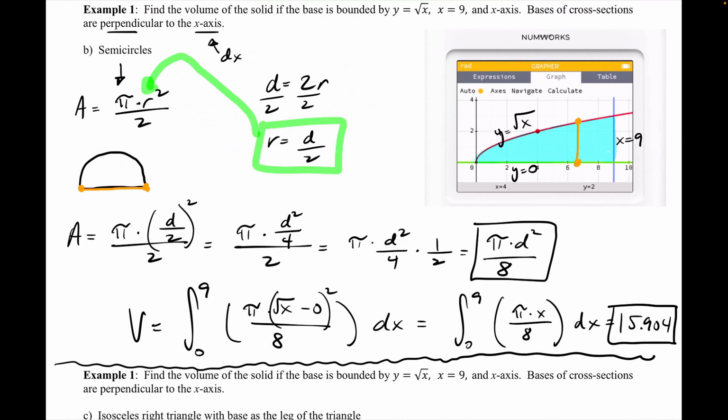So the reason we did all that, I didn't want an R. I don't know what R is. I just know what D is. So I had to manipulate it so that instead of R's, I had D's. All I did was substitute. I know that radius is the diameter divided by 2, so I plugged it in there instead of R. Same thing. Okay, all right, so that's for semicircles.